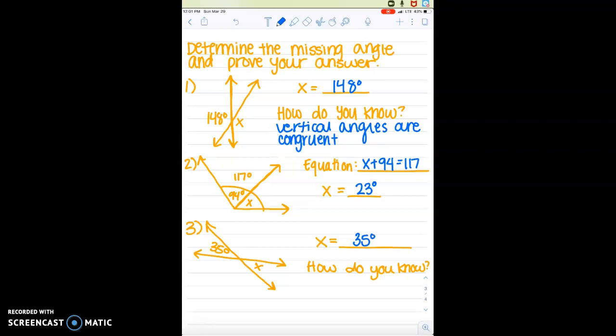And for the third one, we know that x will be 35 degrees because these are two sets of vertical angles. And as we have said before, vertical angles are always congruent.